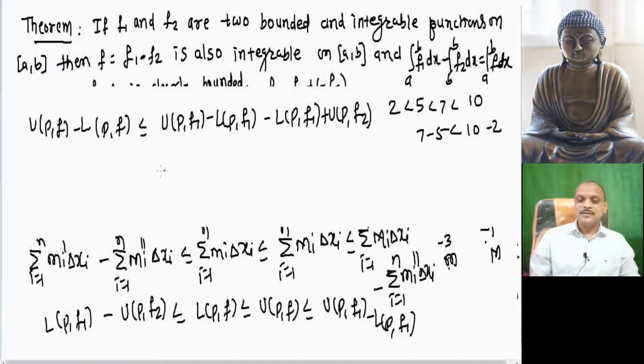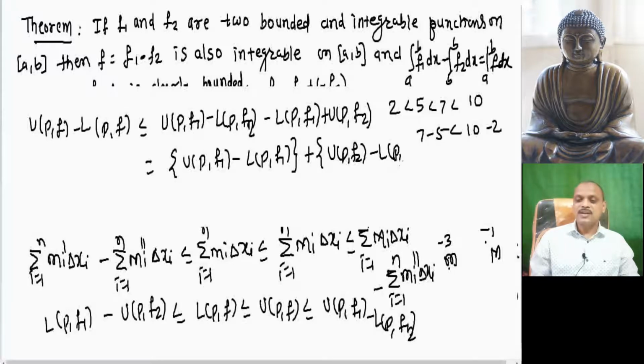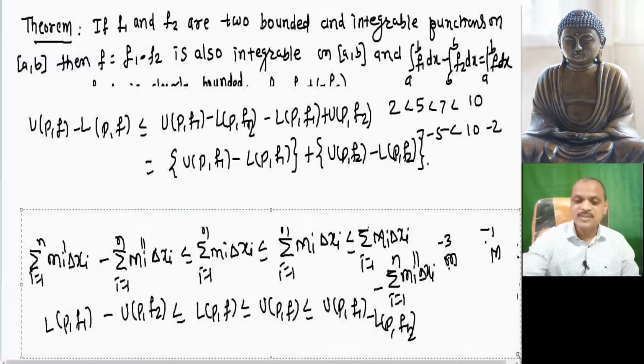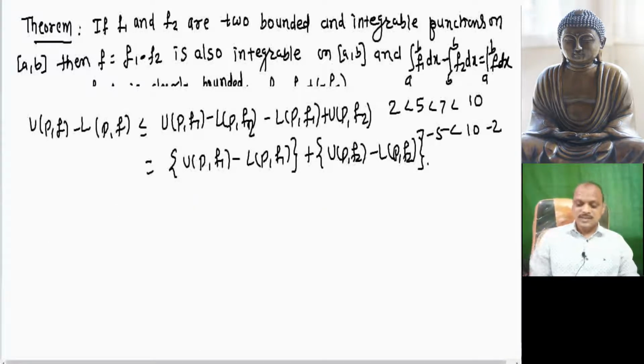Okay, so here you can see this is F2. Then this is equal to, we can write it as (UPF1 minus LPF1) in one bracket and (UPF2 minus LPF2) in another bracket. Now use the definition of integrability of the functions f1 and f2.